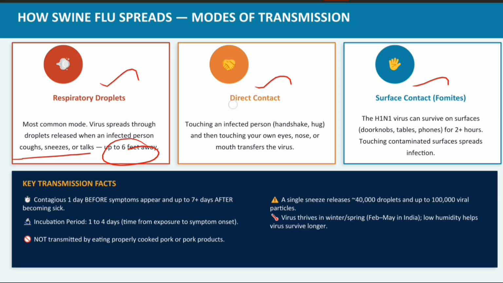The second way is through direct contact. If you shake hands or hug someone who is infected, then touch your own eyes, nose, or mouth, this transfers the virus. The third one is surface contact, or fomites. The H1N1 virus can survive on hard surfaces like doorknobs, tables, and phones for about 2 hours or more. So if you touch a contaminated surface and then touch your face, you can get infected by this virus.